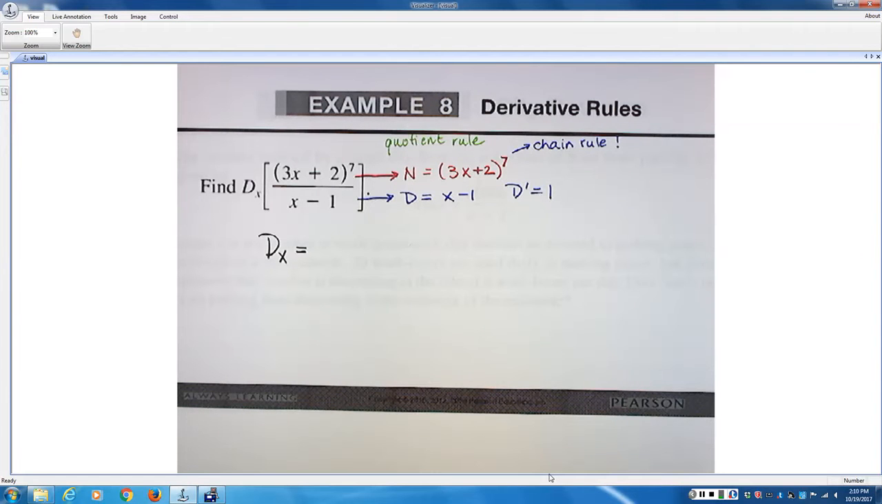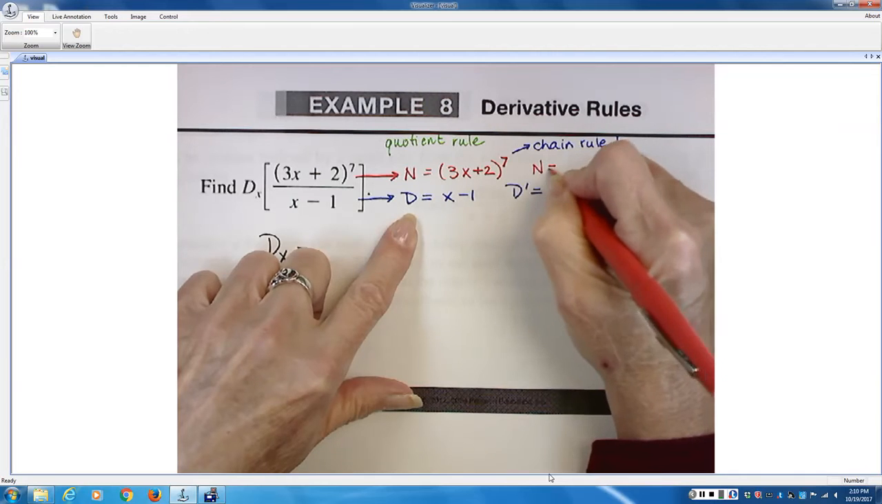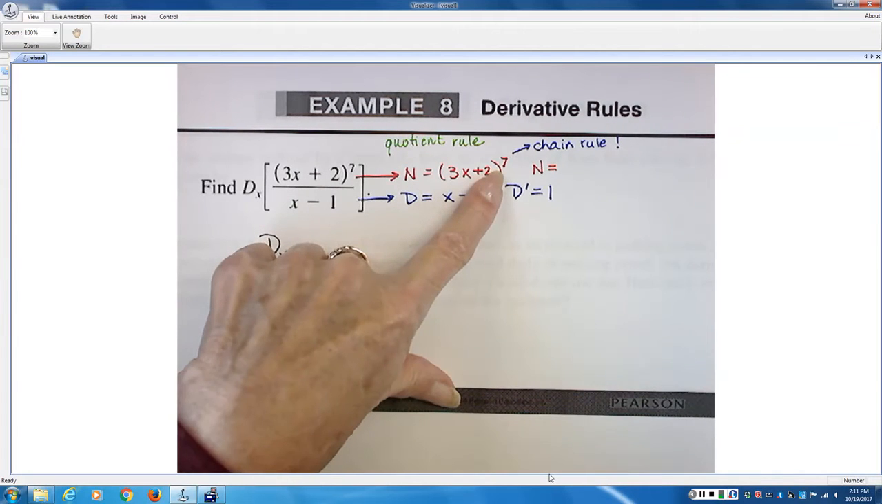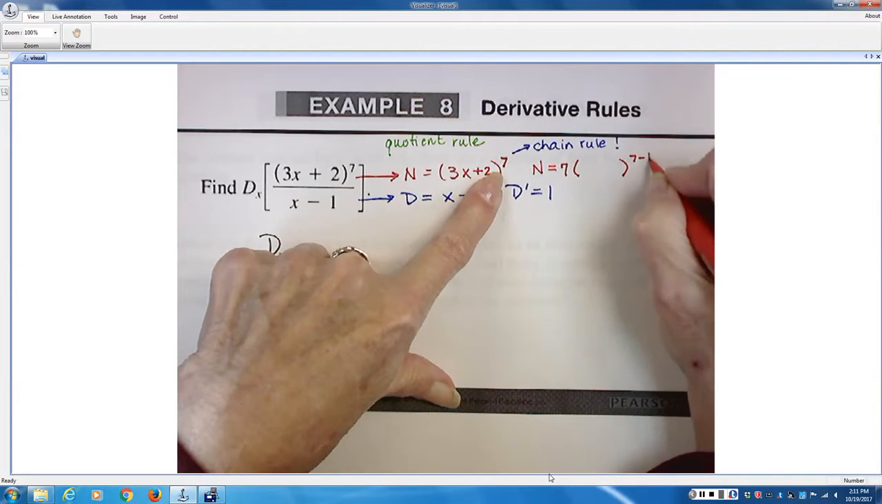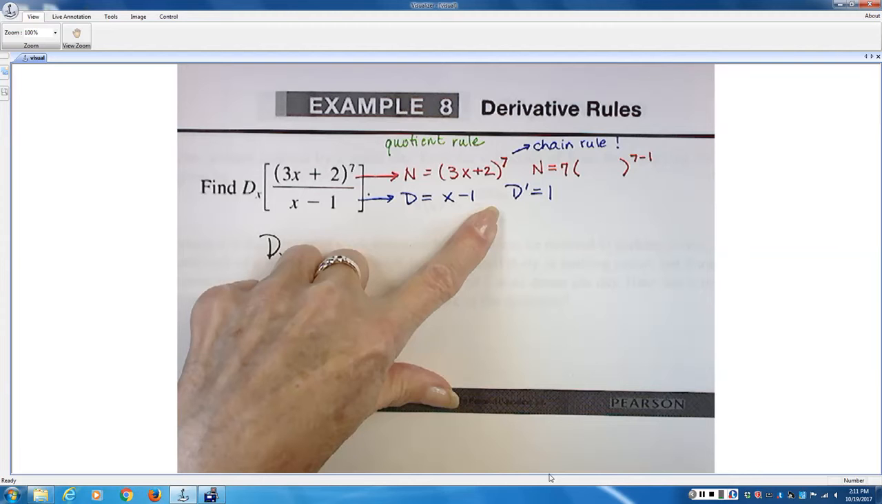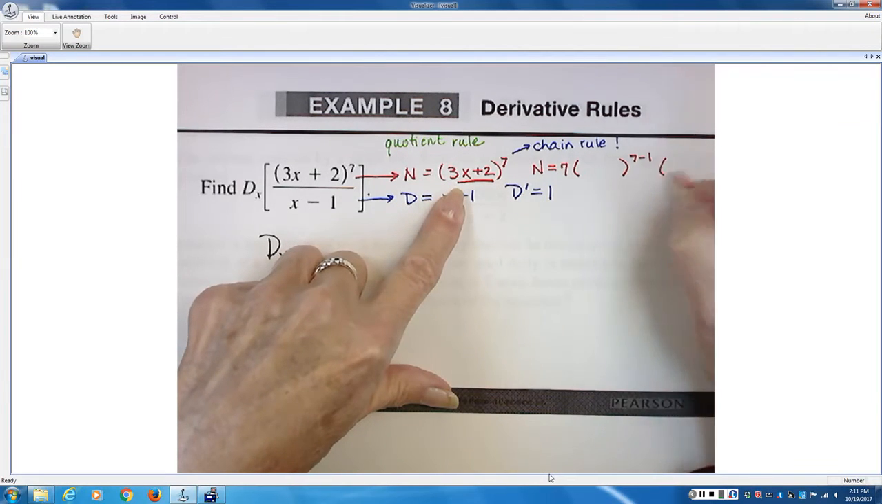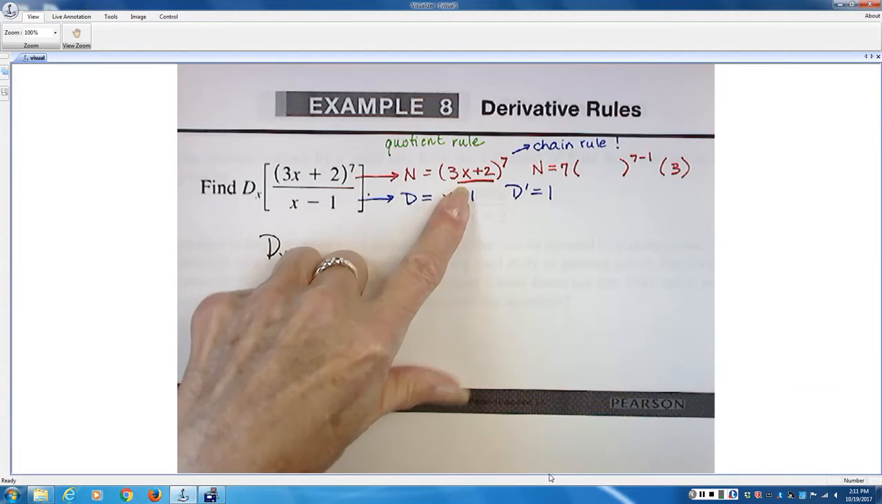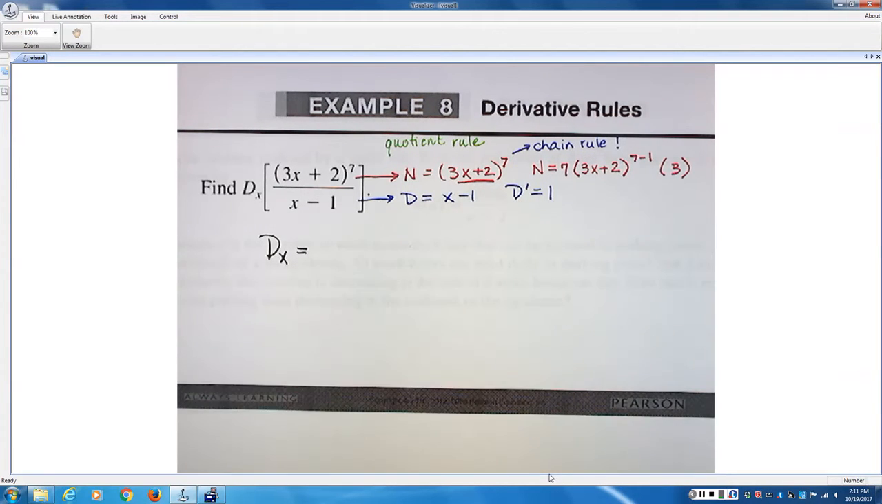If you write yourself notes as you go along, it'll help you backtrack in case you need to look for any mistakes or to know what you did later on. So to get n prime, I'm going to use the chain rule, which says that I take my power on the outside of the parentheses, drop it down in front of the parentheses, and reduce it by 1. Then I take what's inside the parentheses and take its derivative. The derivative of 3x plus 2 is 3 plus 0, which is just 3. And then I put back what's in the parentheses.